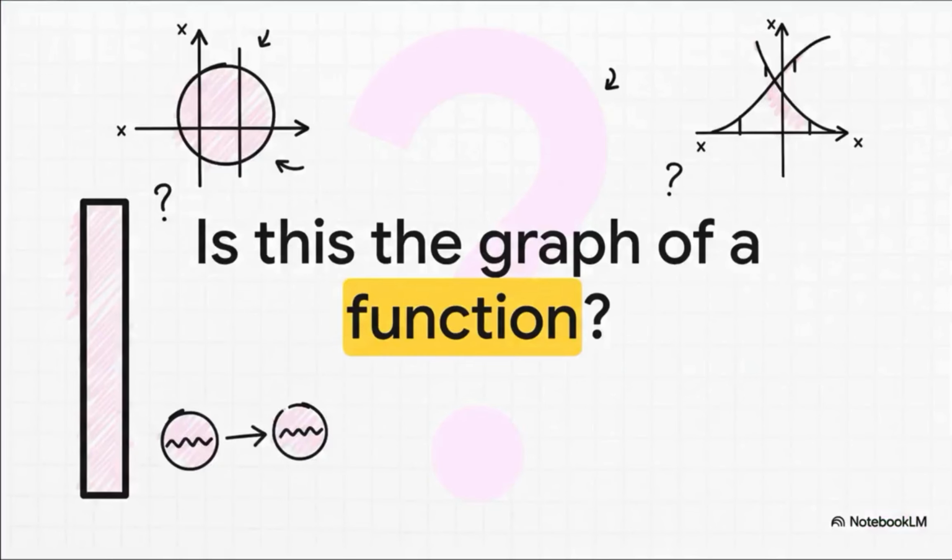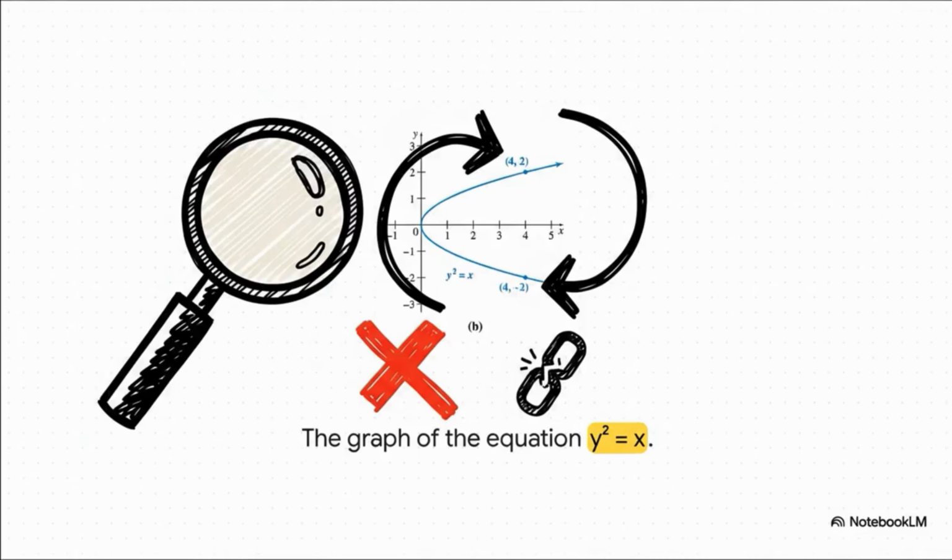Okay, pop quiz time. You're up. Take a look at this graph on the screen. Now, thinking about our golden rule, one input, one output, do you think this thing represents a function? Just take a second and think about it. All right, let's break this down. This is the graph for the equation y squared equals x. So what happens if we pick an input, say an x value of 4? Well, if you look at the graph, when x is 4, y can be positive 2, and it can be negative 2.